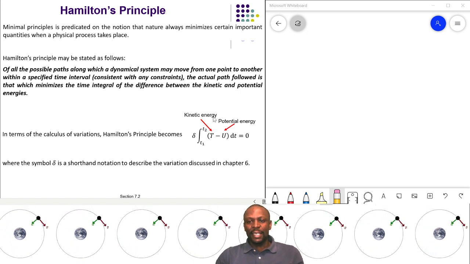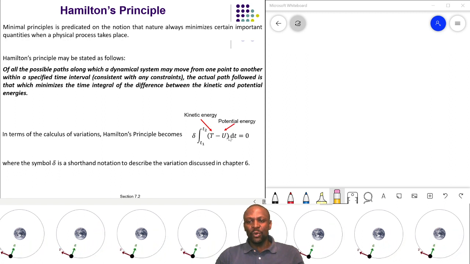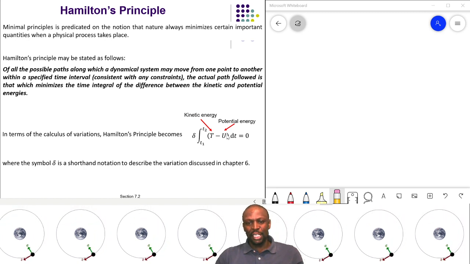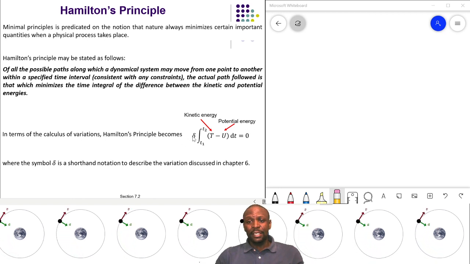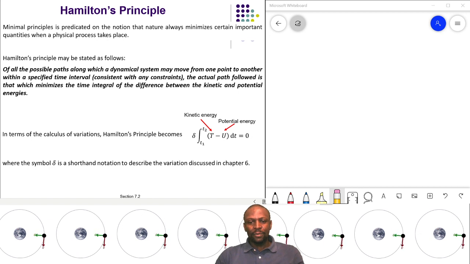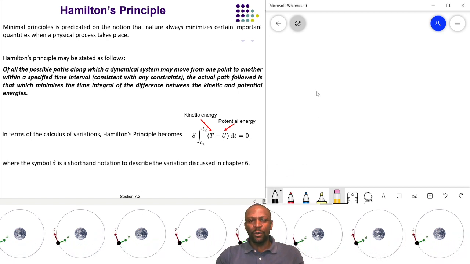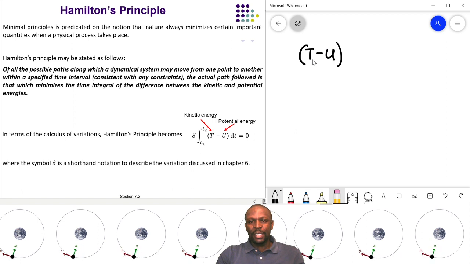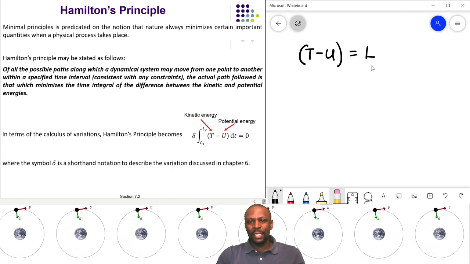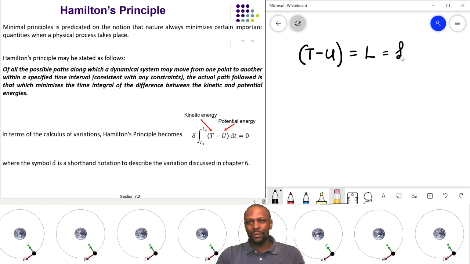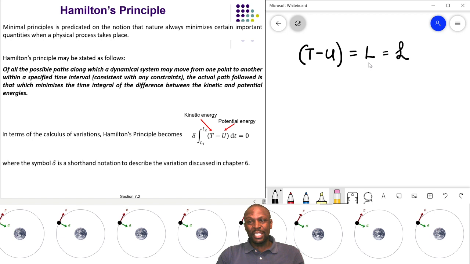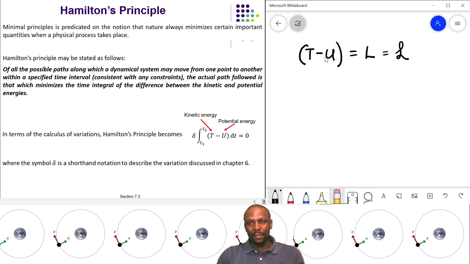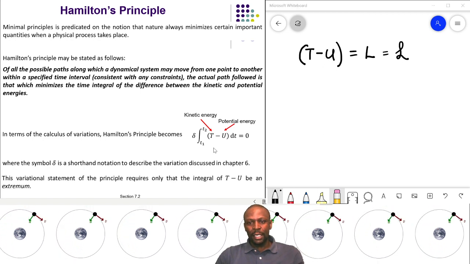by this equation, where T is the kinetic energy and U is the potential energy. And this delta is nothing else but a shorthand notation to describe the variation as discussed in chapter six. Right. Now, I just want you to know the following. Do you see that we just have to integrate T minus U? Now, this T minus U is called the Lagrangian, and other books write that in terms of this symbol. So this is the Lagrangian, which is nothing else but the difference between the kinetic energy and the potential energy. Right. So that's what I want you to see.